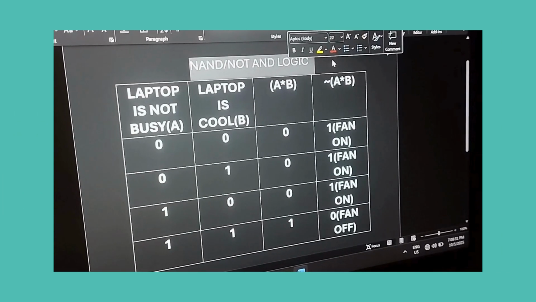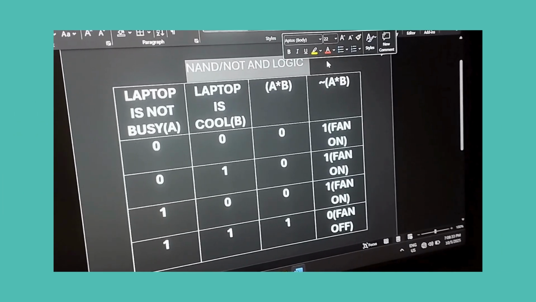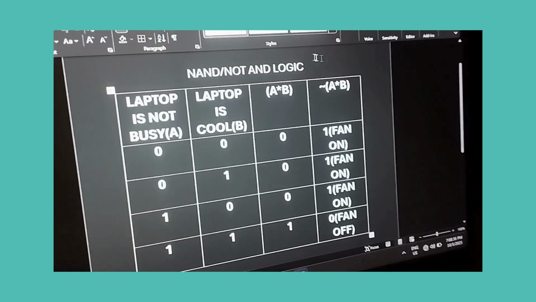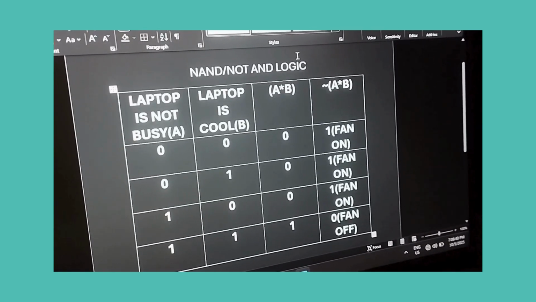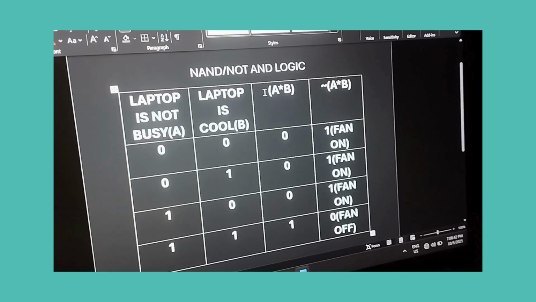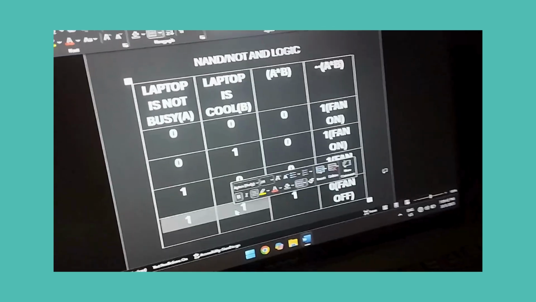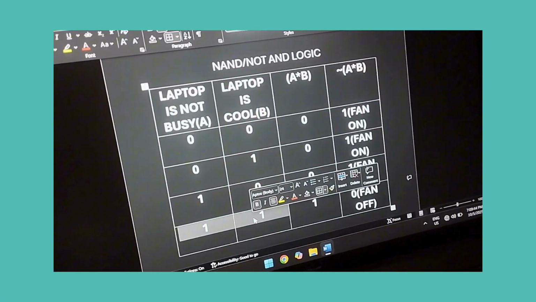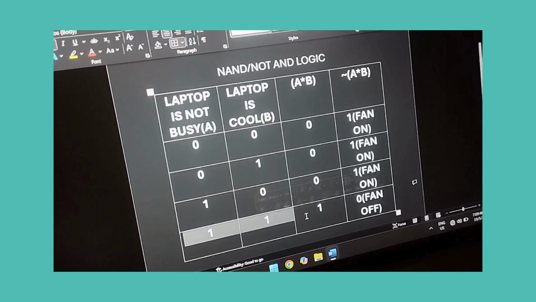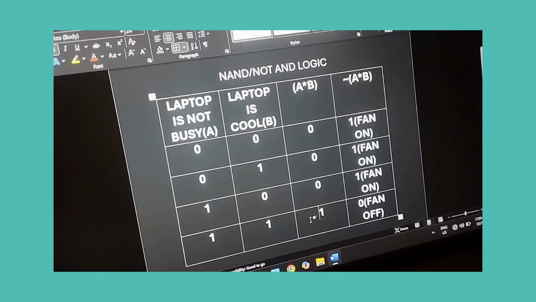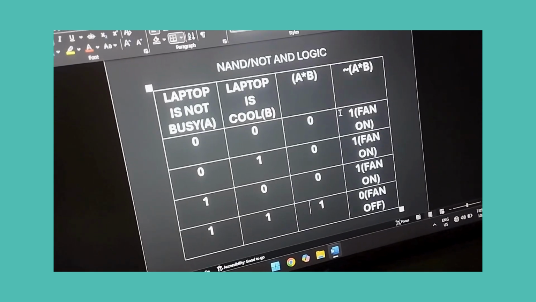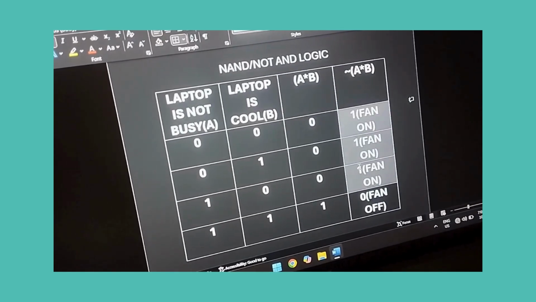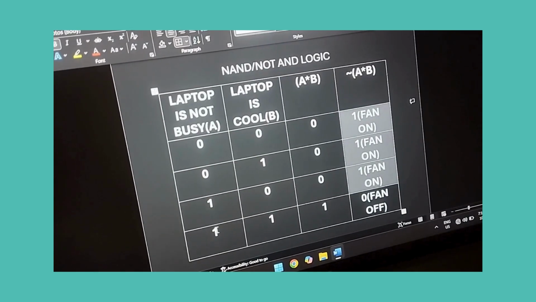So today I'm gonna talk about the NAND logic, or the NOT AND logic, of Boolean algebra. NAND logic is basically the opposite of AND logic in Boolean algebra. In AND logic, in order to get a true output, the two conditions must be true. In NOT AND logic, the output is always true unless both conditions are true.